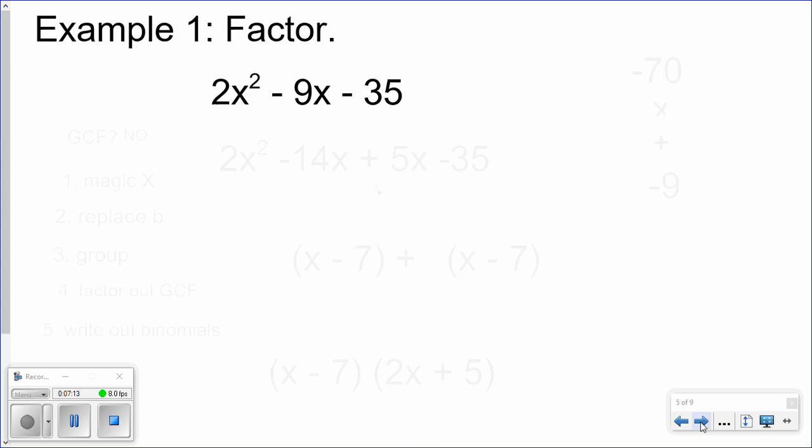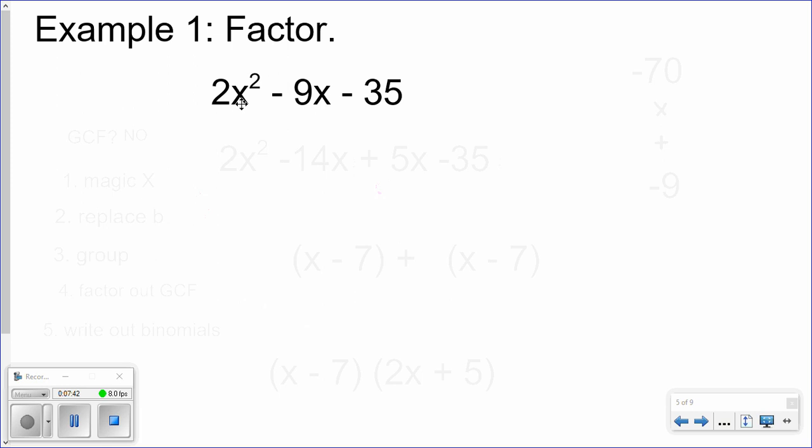Okay, so here's our first example. We have 2x squared minus 9x minus 35. The very first thing we're going to do is ask: is there a GCF? Can I divide the 2, the negative 9, and the 35 by anything? Well, the only thing I possibly could is 2, because that's the lowest number I've got, and 9 and 35 are not divisible by 2, so that won't work.